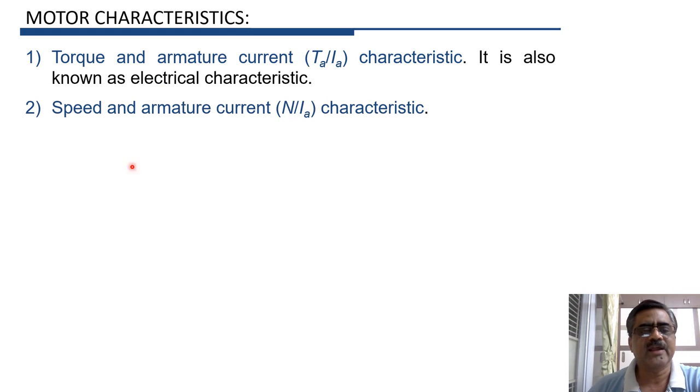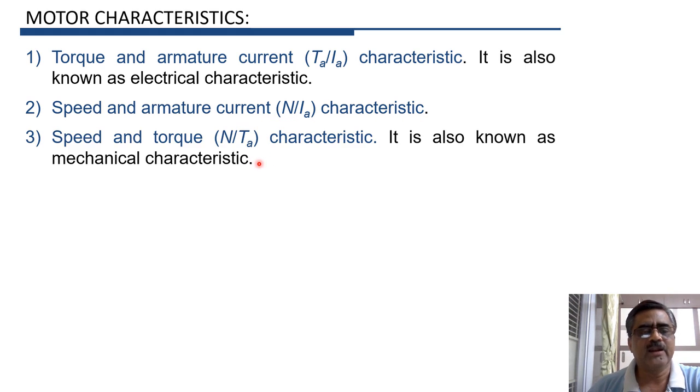Then the second characteristic is between motor speed N and armature current IA, that is N-IA characteristic. And the third important characteristic is between speed N and torque TA, that is N-TA characteristic. It is also known as mechanical characteristic of motor.